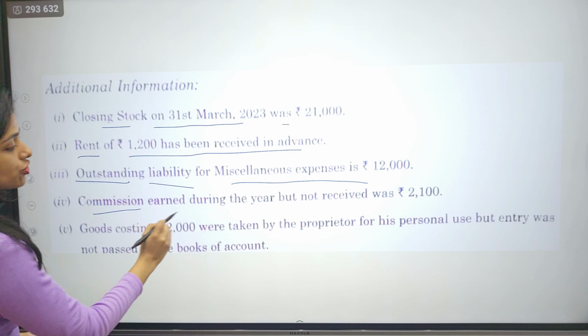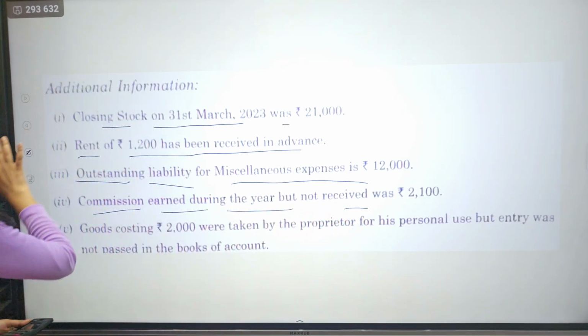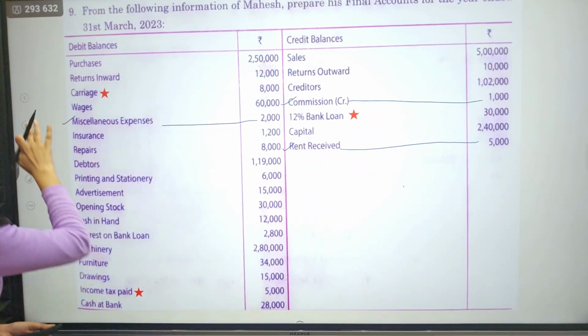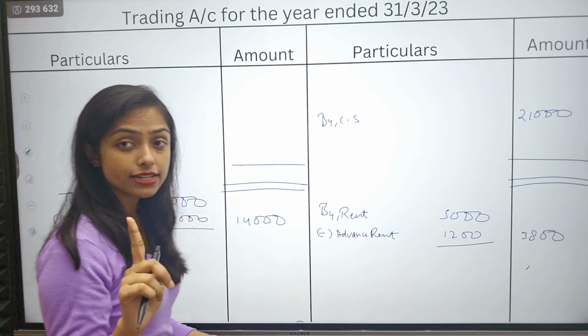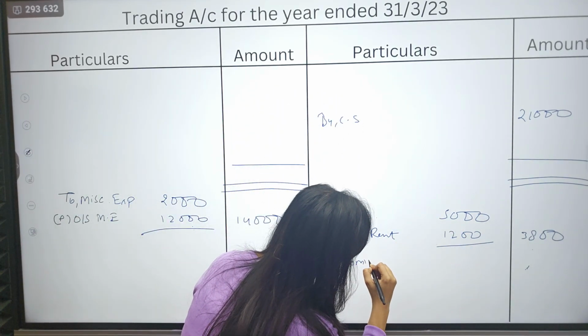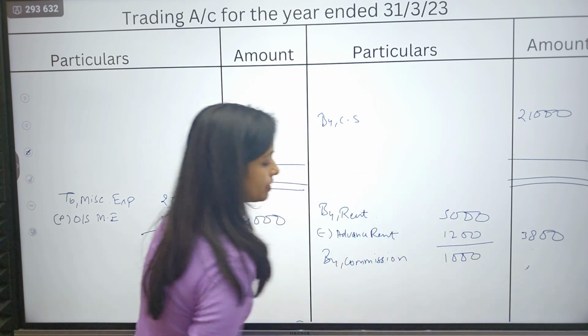Then, commission earned during the year but not received was 2,100 rupees. Let's first see how much we received. Commission of 1,000 rupees we received. So first step, we write anything that is given inside the trial balance. This is on the credit side, 1,000 rupees. I have written this.